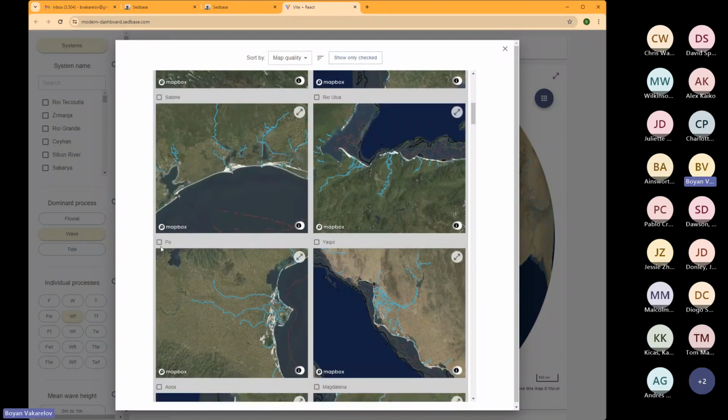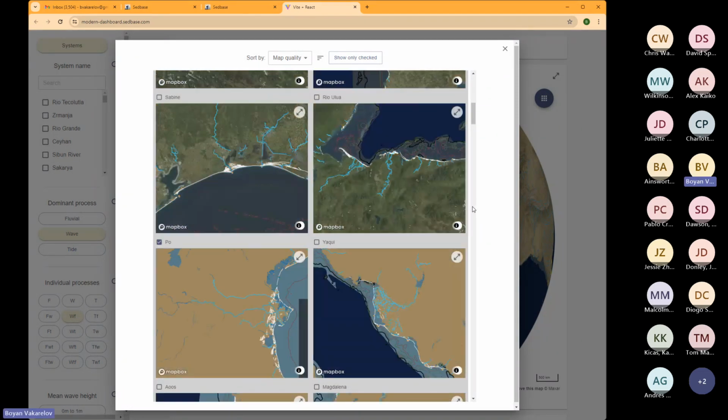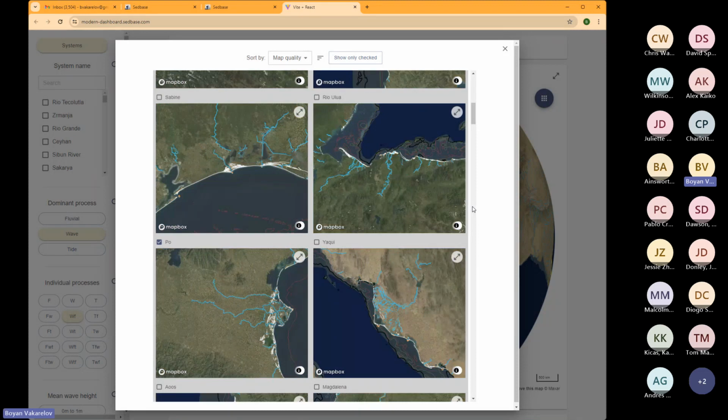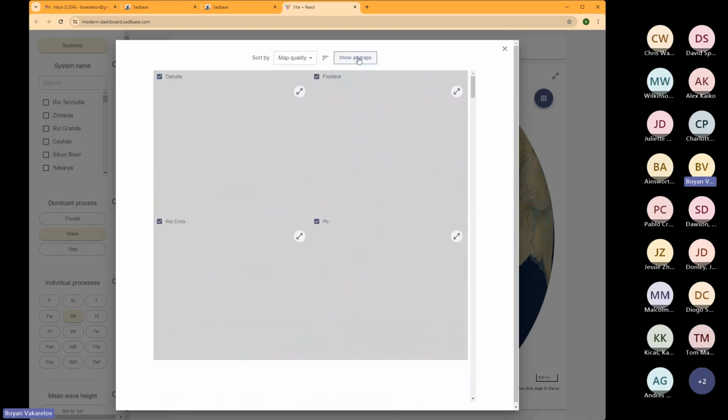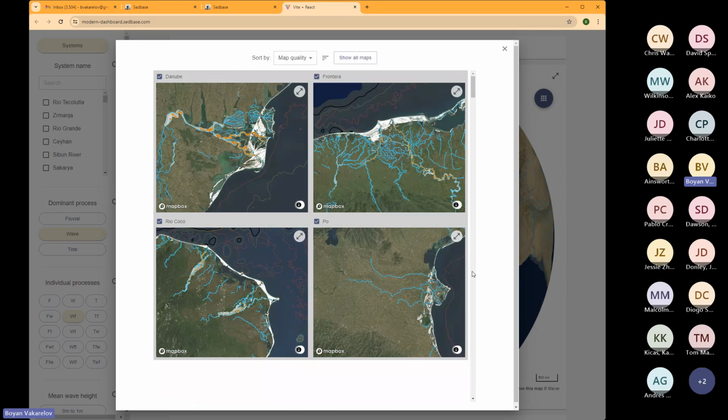Okay, I like the post system. So I'm including the post system. Notice that because we have hundreds of systems, you can go through them, select the ones that you like, and show only those if you like to. So again, this is a very quick way of figuring out what analogs you want to work with.